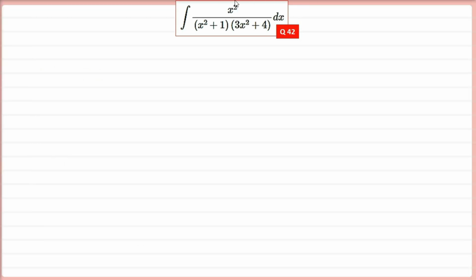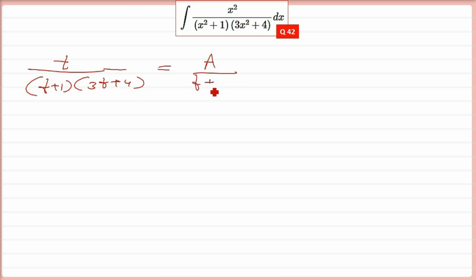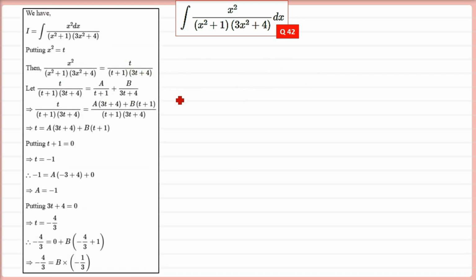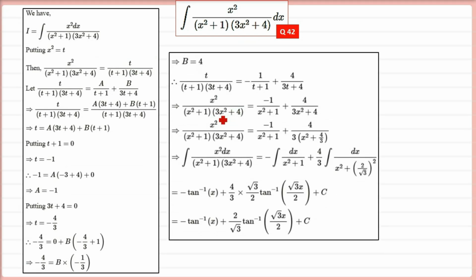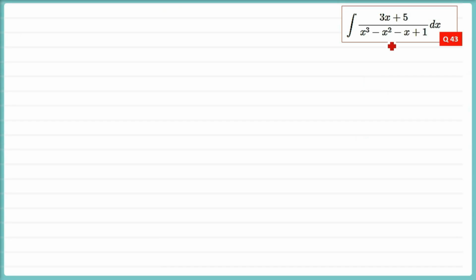So the same question I told you. So x square now can be taken as t again here. So t divided by t plus 1, and here it will be 3t plus 4. Now you can write it as a divided by t plus 1 and b divided by 3t plus 4. Now just find a and b. You already know about that. We are in the 42nd question. And just equate it. And a and b can be integrated easily because a and b are constants. Only you have to integrate the denominator, which is a partial fraction. And finally, x square will be replaced by t in the last way, means t wherever it is x square. Now 3x plus 1 divided by x cube minus x square minus x plus 1.